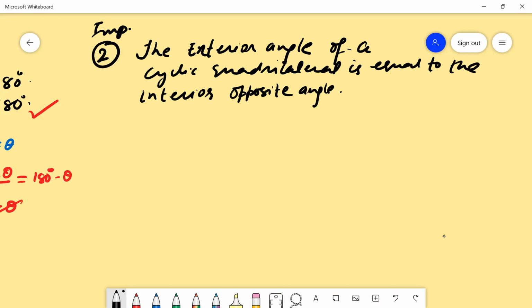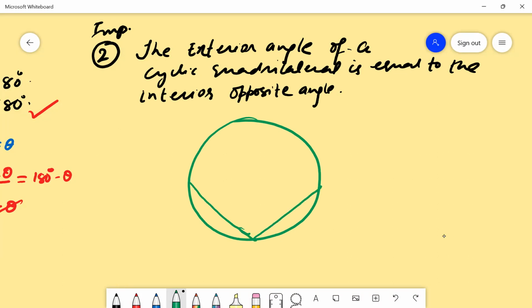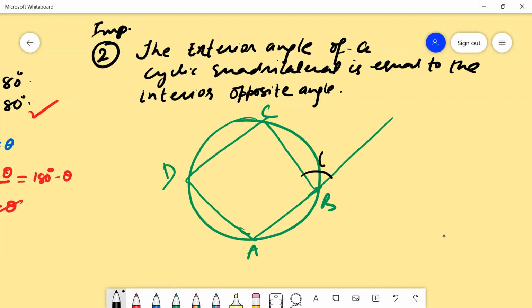Now let me make a diagram for you. This is a circle, and suppose again I am making a cyclic quadrilateral. This is A, this is B, this is C, and this is D, and let me extend this part. What we need to prove? We need to prove that this angle theta is equal to this angle theta.